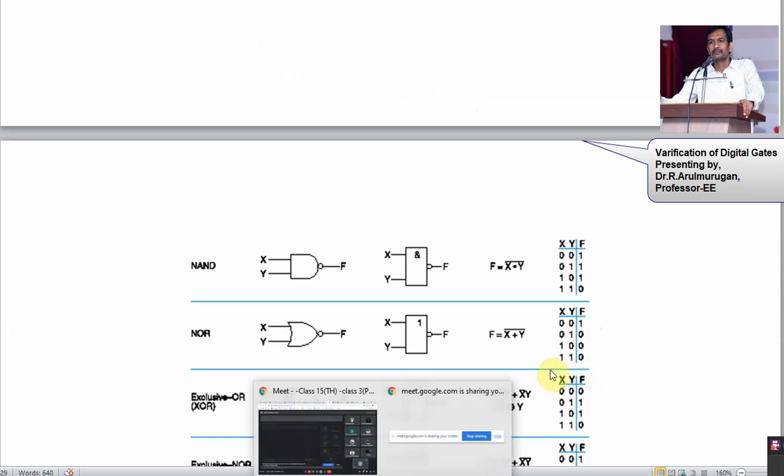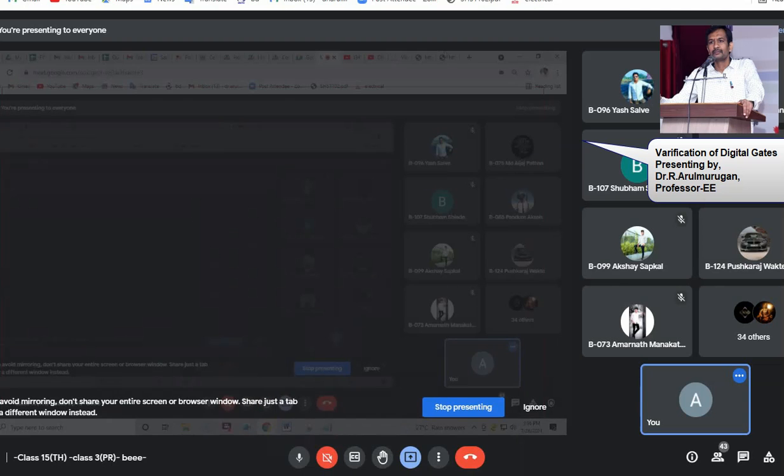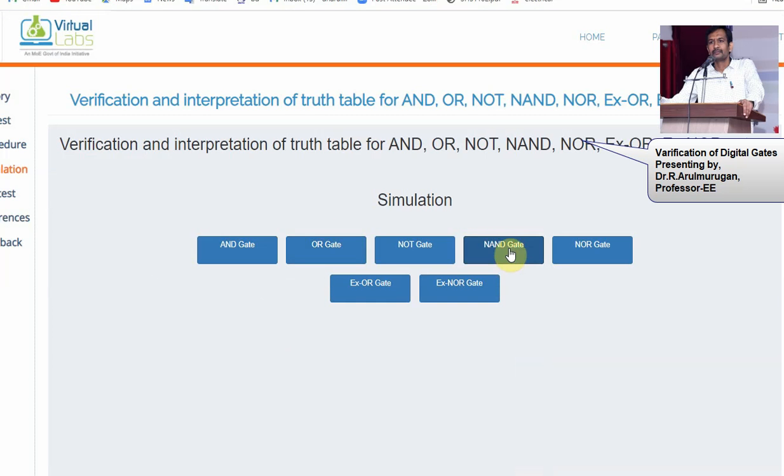So let's try. 0 0 gives 1, while 0 1, 1 0 and 1 1, in all these conditions the light is off. NOR gate.